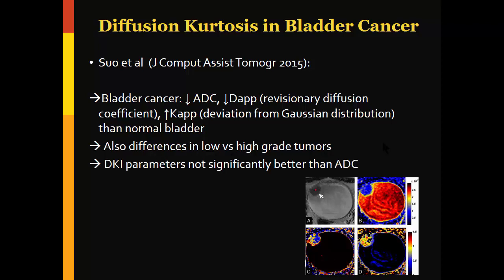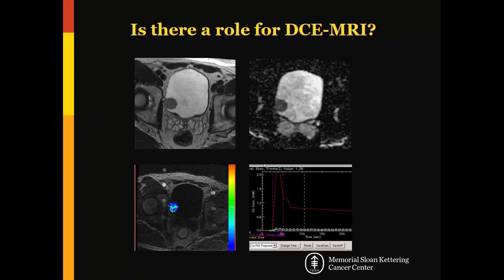However, the hope that DKI was going to be better than the simple ADC metric didn't materialize. Unfortunately, as reported in this paper, they weren't significantly different, neither for differentiating cancer from normal bladder wall nor for differentiating low-grade from high-grade tumors. So we know diffusion helps, especially qualitative assessment. Is there a role for contrast?